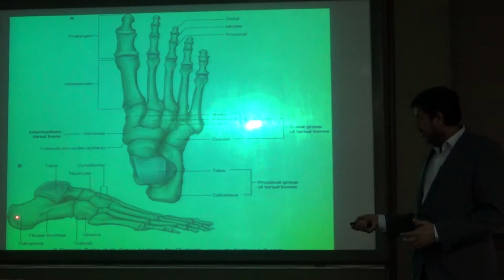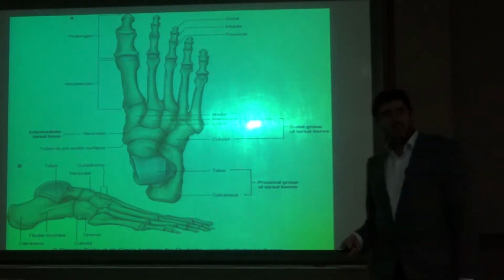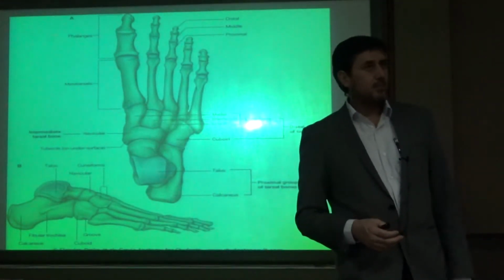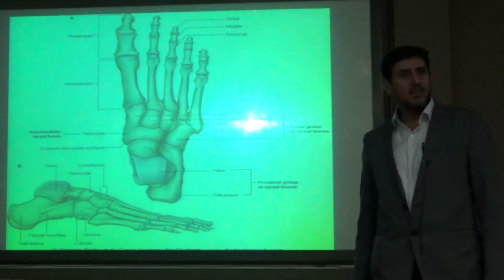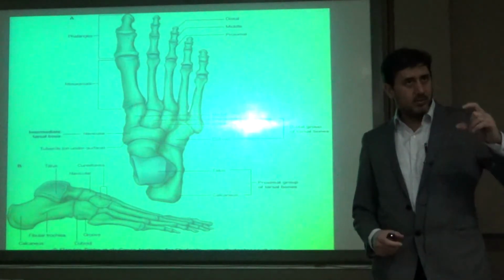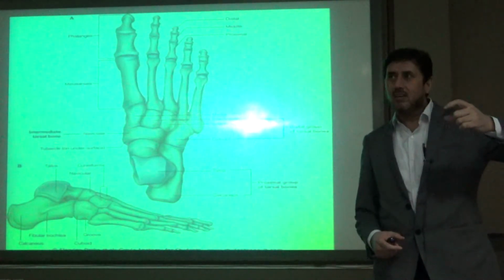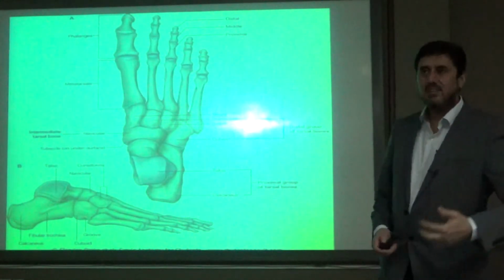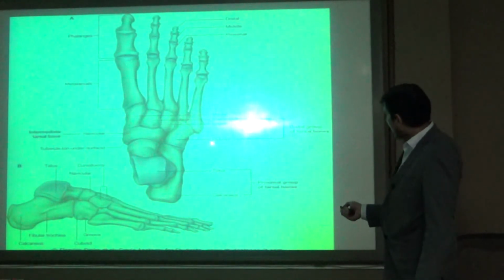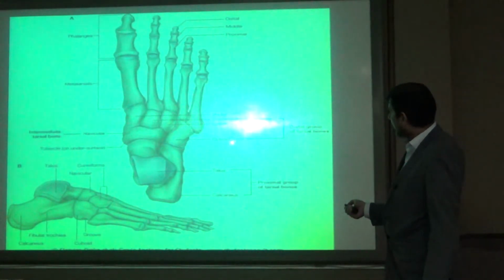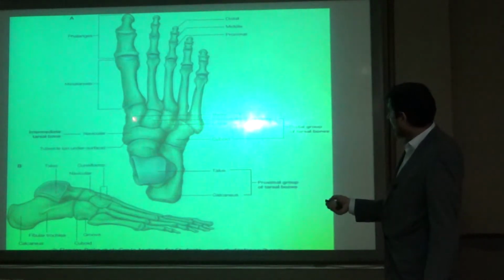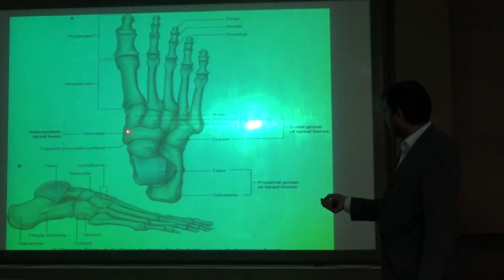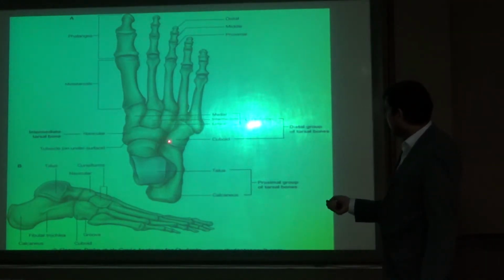What is this one? A cube shape. What should be the name? If there is a cube, like an ice cube, what should the name be? Cuboid. This one, cube shape. It looks like a cube, but we are not saying cube. And here is a rectangular shape, the navicular.